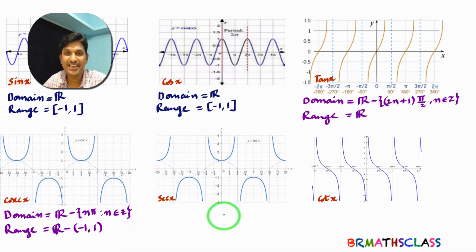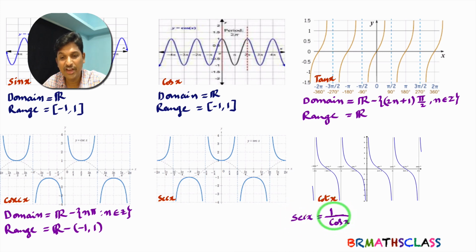Okay, now about secant x. Secant x can be written as 1 by cos x. Yes, correct. Whenever cos x is 0, then secant x is not defined. Like tan x only. Tan x is also sin x by cos x. Whenever cos x is 0, at that time tan x is not defined. So the domain for tan x and secant x are both the same. What is the domain of secant x? The domain of secant x is all real numbers except odd multiples of pi by 2, because whenever cos x is 0, at that time secant x is not defined.